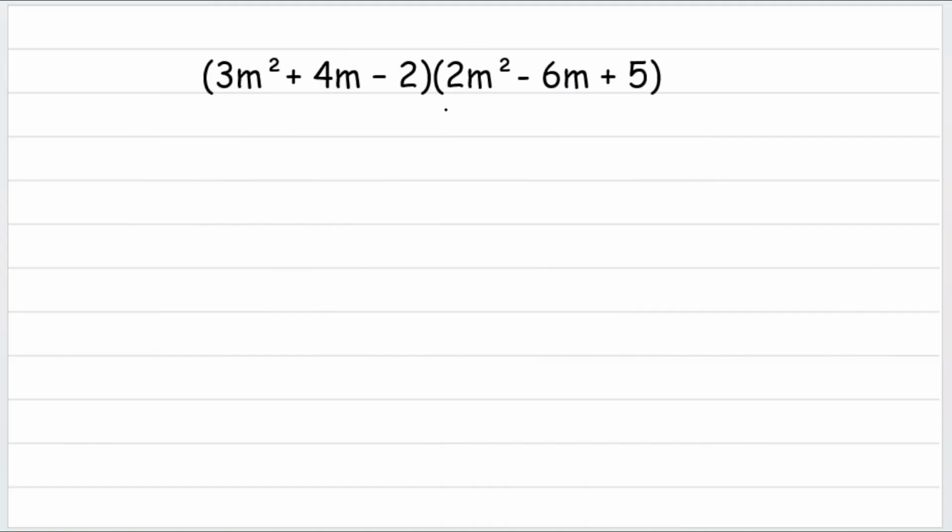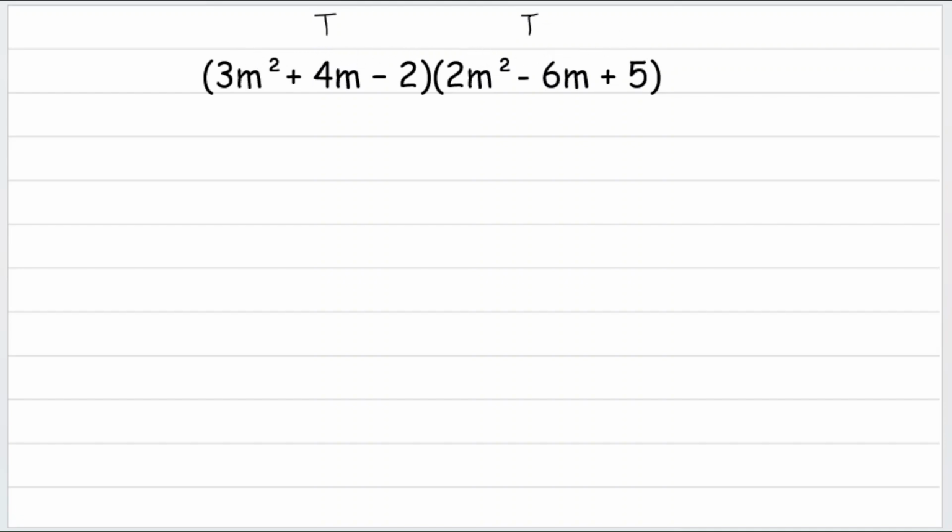Now, what are these two polynomials? Binomials, trinomials, or what? Let's see. One term, two term, three term. So this is a trinomial. One term, two term, three term. So this is again a trinomial. So what are we doing? We are multiplying trinomial with trinomial.